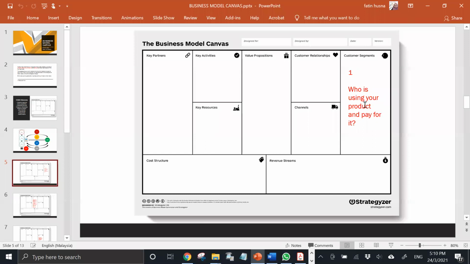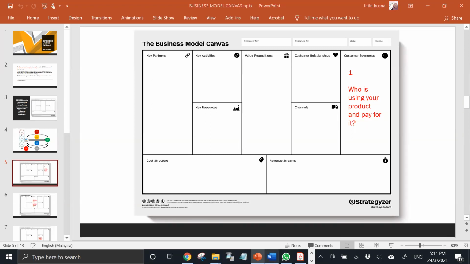Meaning that if you are selling scarf, of course you have the main target market, you're focusing on women, but you have sub target market as well, which is the husband, the family, even the son. So the main target market, you must be clear, and you have sub as well. So that is basically customer segment.